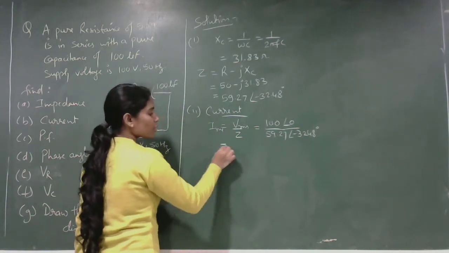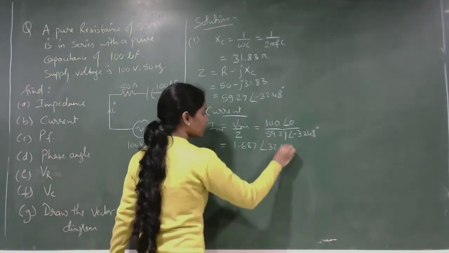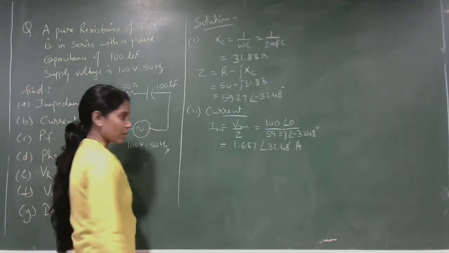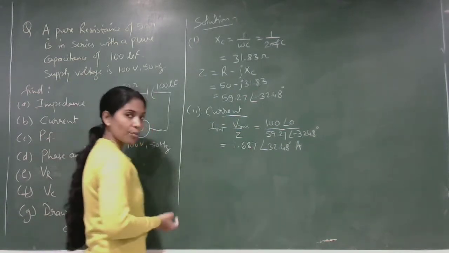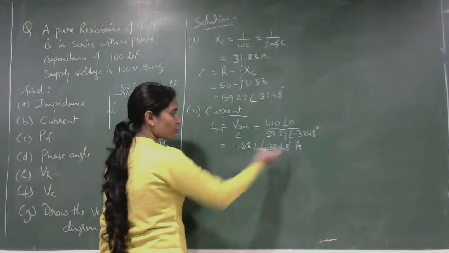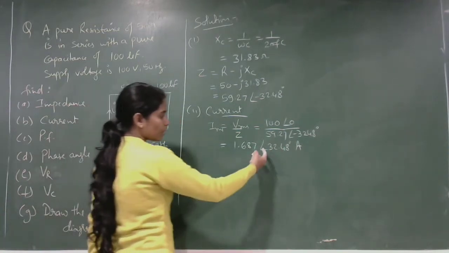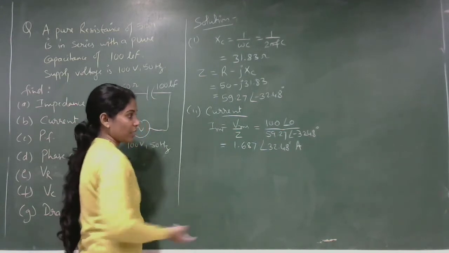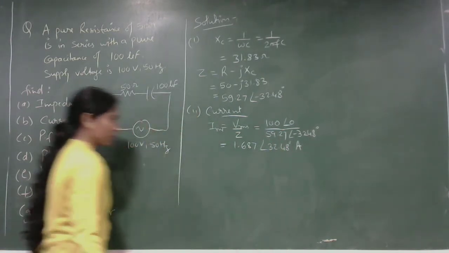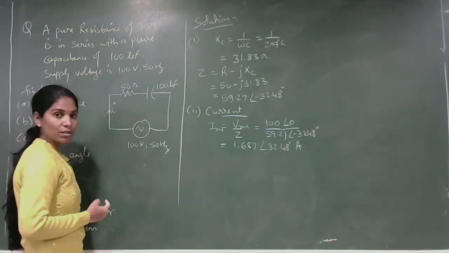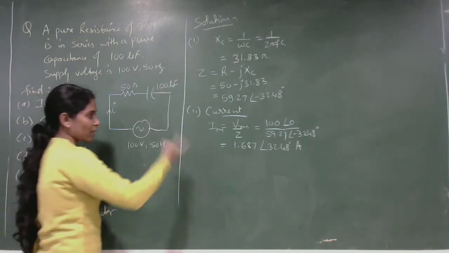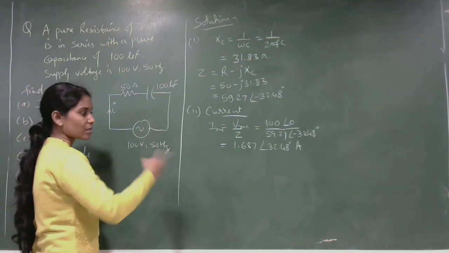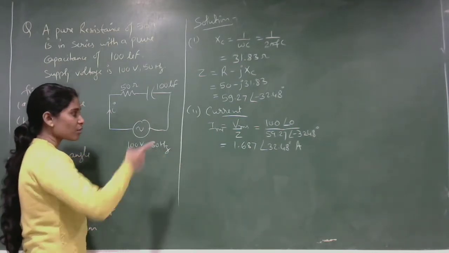So according to this, this is the value I am getting for RMS current. The magnitude is 1.687 amperes with a phase angle of 32.483 degrees. Here the phase angle of current is positive, which means it is leading in nature. We get that because of the capacitive nature. So this is the check that we get the leading nature of current in the RC circuit, which means our answer is right. So this is about the second part.